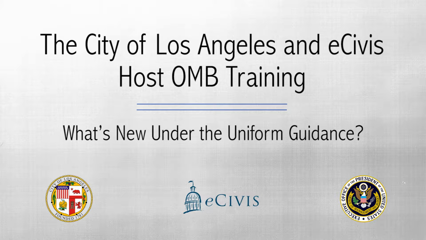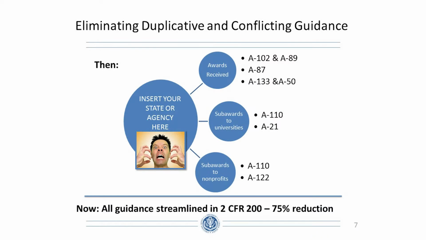What's new now that we have the uniform guidance? So, this is the first thing that we hope is new. Previously, there were 8 OMB circulars governing grants. Just to list them all, we have A102, A110, A89, administrative requirements; A87, A21, A122, cost principles; A133, audit requirements; and A50, audit resolution.